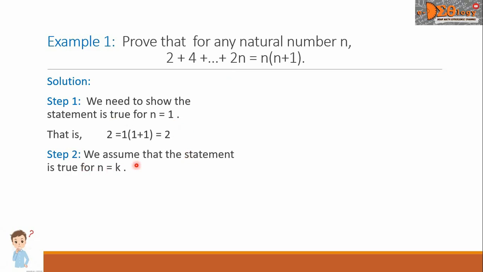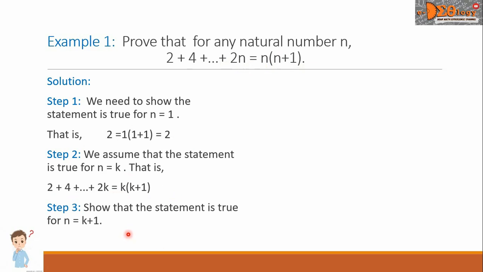Step 2, we assume that the statement is true for n equals k. What we're going to do, we will write again this theorem statement down here. We will change the variable n by k. So we will have 2 plus 4 plus the 2n here becomes 2k equals the variable n on the right side becomes k. And we are going to assume that this is true.